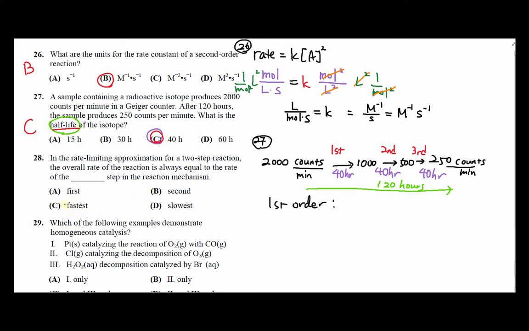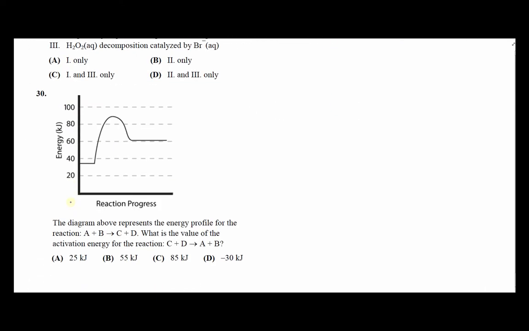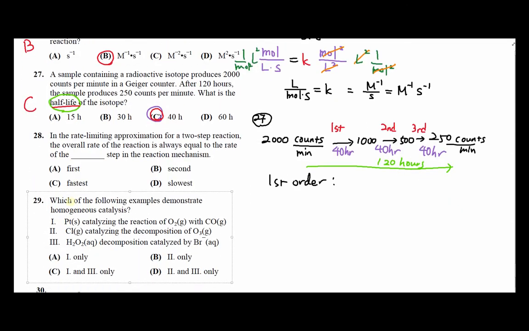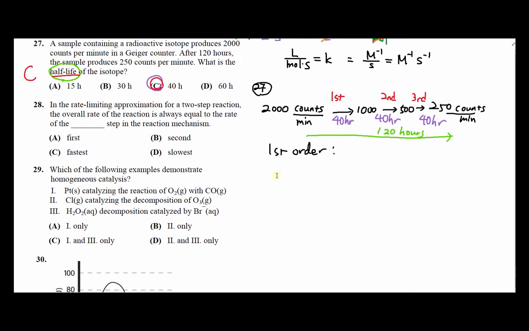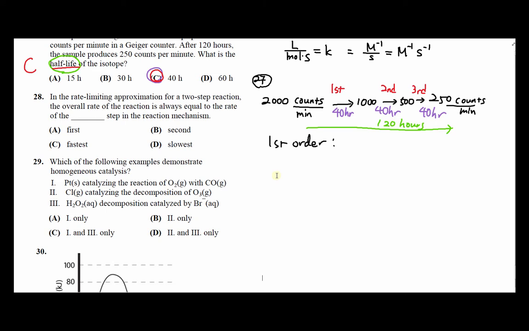28. In the rate limiting approximation for a two-step reaction, the overall rate of the reaction is always equal to the rate of blank. Oh, my bad. Okay, much better. So I'm answering 28 now.